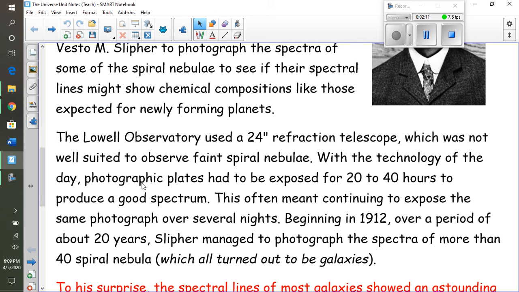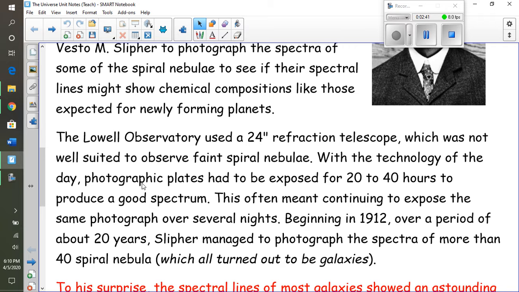So the scope that was being used was a 24-inch refractor telescope. It was not suited to look at faint spiraling nebula. Remember, our atmosphere and the glass in these refractors kind of bends and distorts the light. So with the technology of that day, photographic plates had to be exposed for 20 to 40 hours just to produce a good spectrum. And that meant continuing the exposure of the same photograph over several nights.